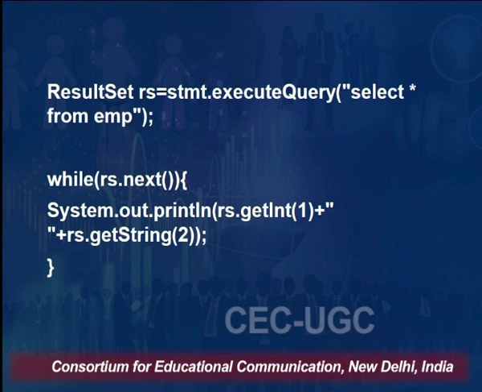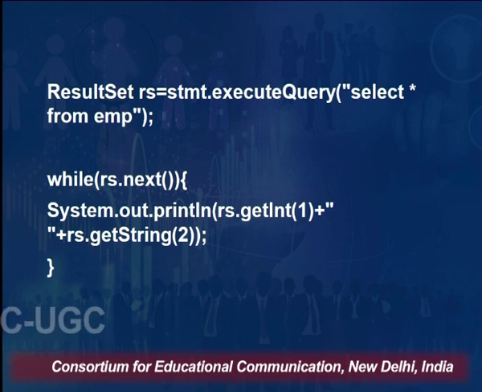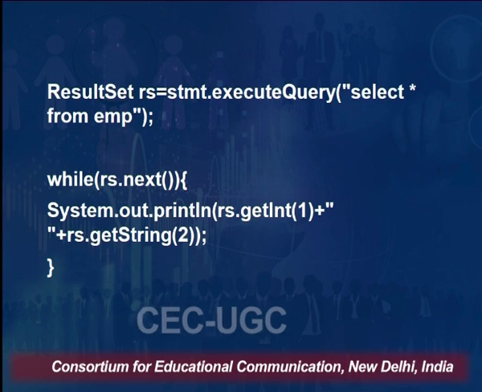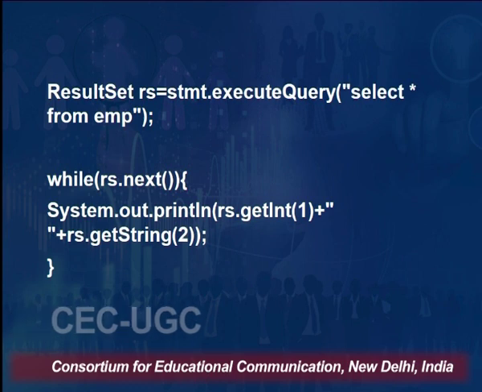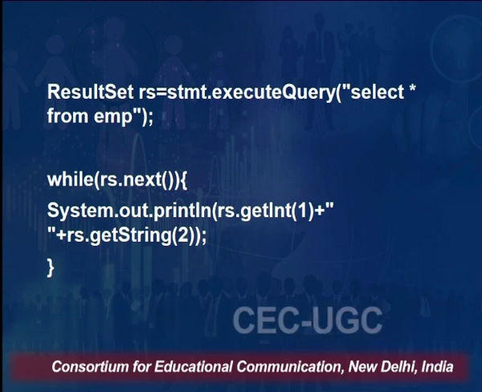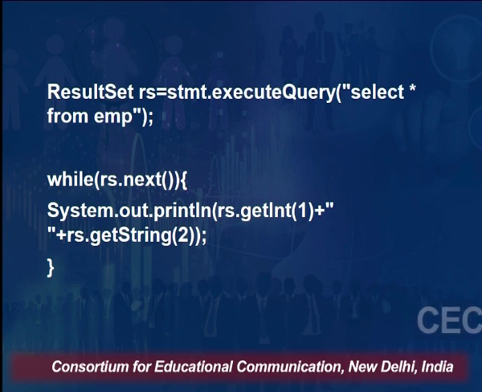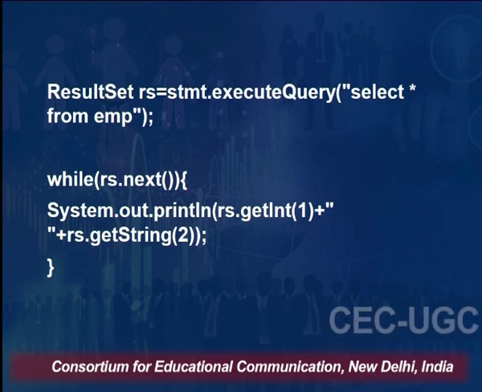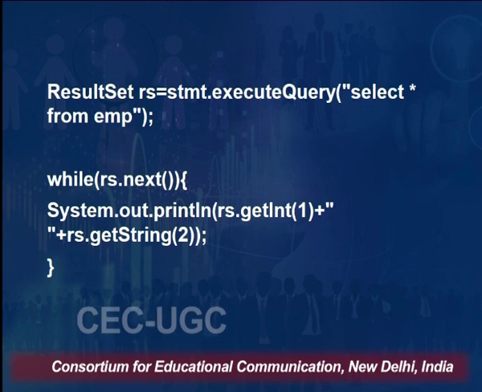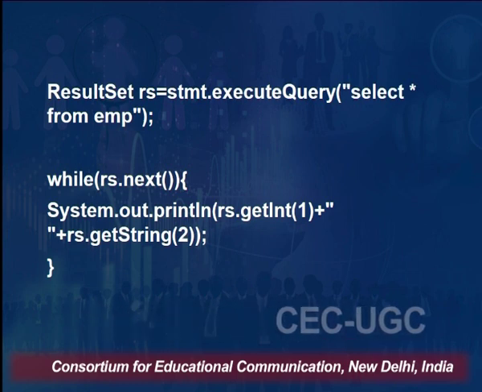So, here we have ResultSet rs equals to statement stmt, which we have created in our previous step. So, stmt dot executeQuery, and as I have told you, the query is select star from EMP. Now, what has happened after the execution of this statement? There is a ResultSet named rs, and within this ResultSet all the records of the employee table are stored.